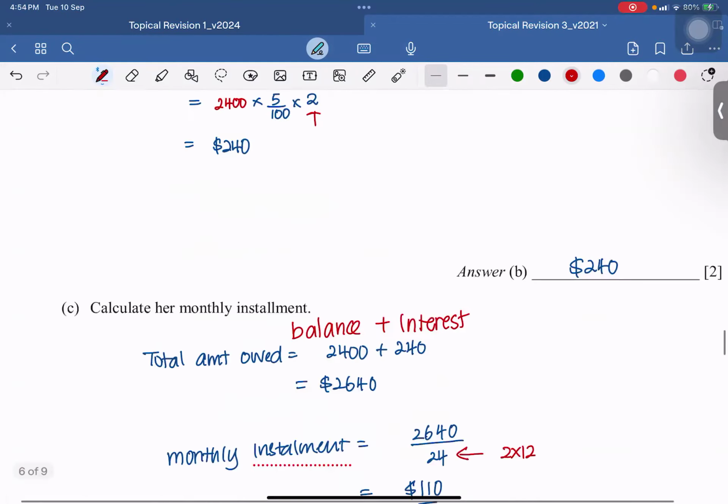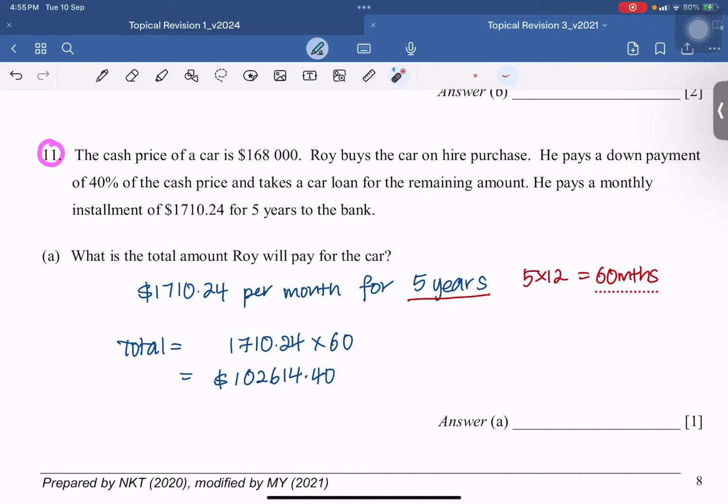But this question is slightly a little bit different. They tell me the down payment, and then they give me the installment directly. They didn't ask me to find the interest, right? So this is actually a question that you need to work backwards. When they give you that the installment is so much, for 5 years, so I need to pay this amount per month for 5 years.